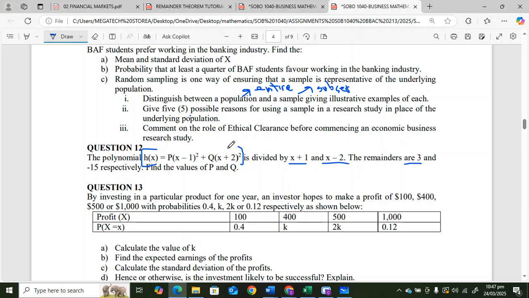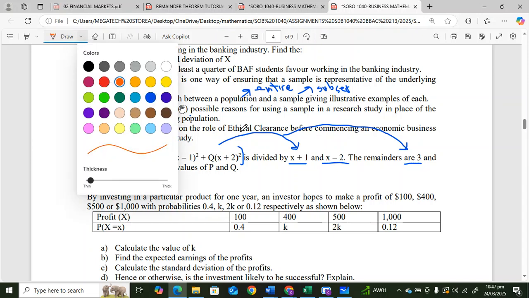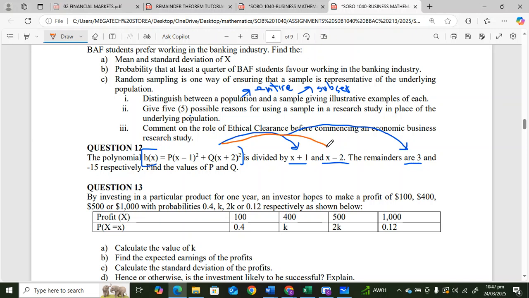Okay. So when this polynomial is divided by x plus 1, the remainder you get is 3. Then when this same polynomial is divided by x minus 2, the remainder is negative 15. So this question is saying find the values of P and Q.